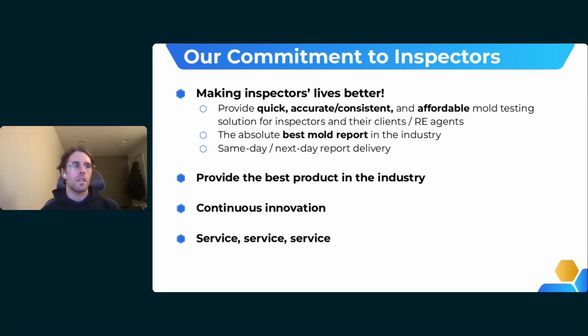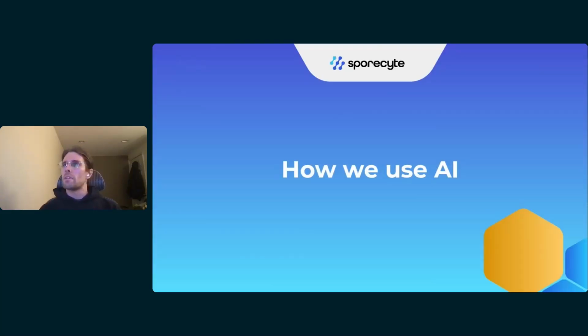Service is a key priority. If you're working with us, you probably have worked with some of our reps, Devin or Ellen. They probably get back to your emails and phone calls and texts really quickly, and that's kind of representing everything that we strive to be. So we're going to jump right into the first section of our presentation of how we use AI here at Sporesight.